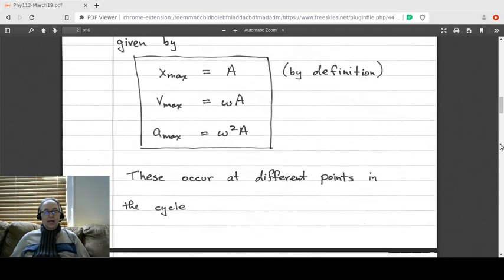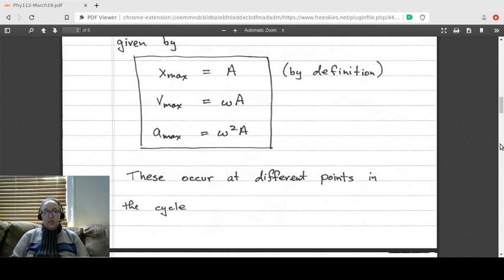Again, I went through some of the details in class, but I'm just giving you a summary here. The maximum displacement, x max, by definition, is A. That's exactly what you mean by the amplitude. That's how big x is going to be. Now, what about the fastest v? The maximum v is equal to omega times A. You can see that omega coming up there. So v max is equal to omega A. And what's the maximum acceleration? That turns out to be omega squared times A.